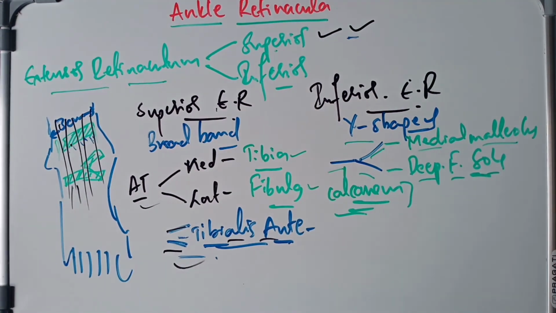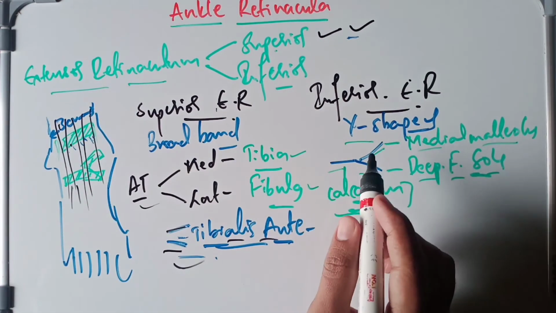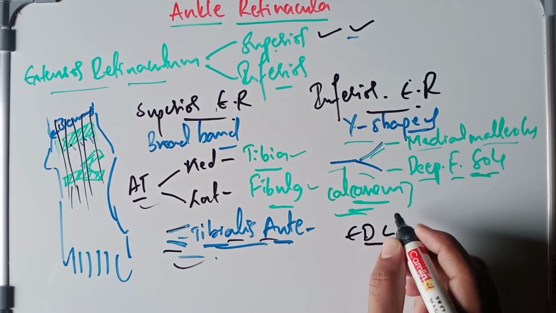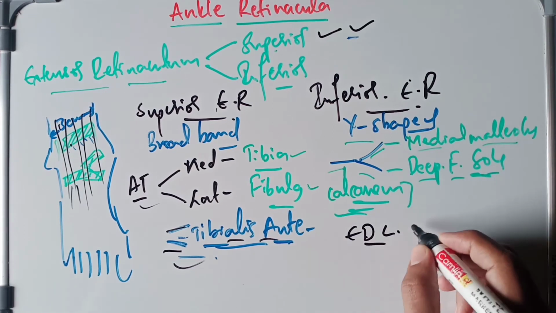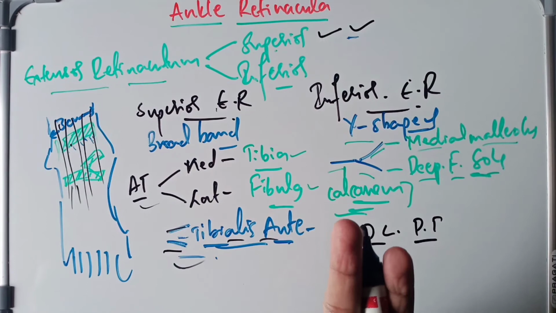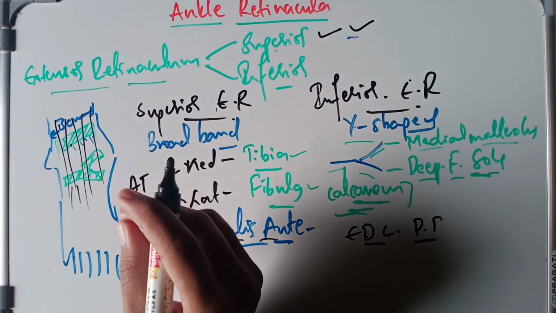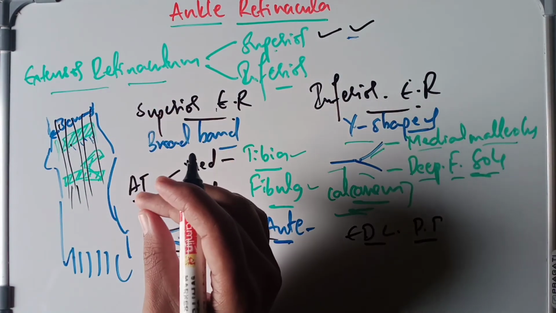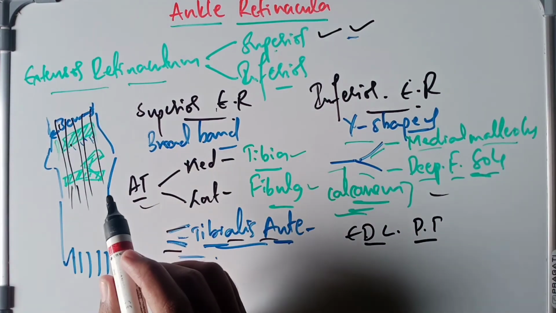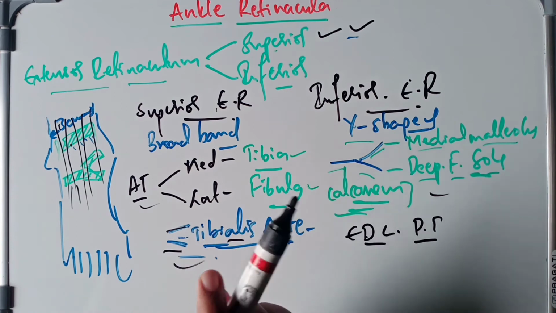So when it comes to the relations of the inferior extensor retinaculum, the stem actually forms a loop around the tendons of extensor digitorum longus. It forms a loop around the extensor digitorum longus and also the peroneus tertius. These are the muscles of the anterior compartment, we will discuss that. And also the upper Y band and the lower Y band are related to the anterior tibial artery and the deep peroneal nerve as well. So these are the different relations that we are going to find in terms of the inferior extensor retinaculum.